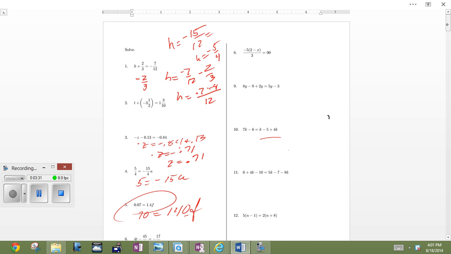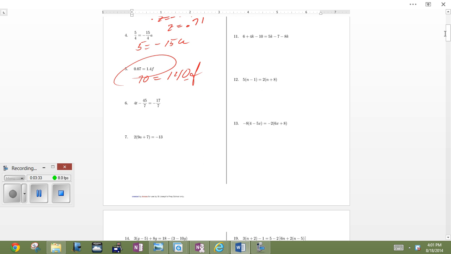So some of the things you might have forgotten, just try to refresh your memory on these. Another fractional equation: multiply everybody by 7, which will give you 28t minus 45 is equal to -17, and you solve it out from there. Don't forget to distribute here. 18a plus 14 is equal to -23, and then solve it from there.